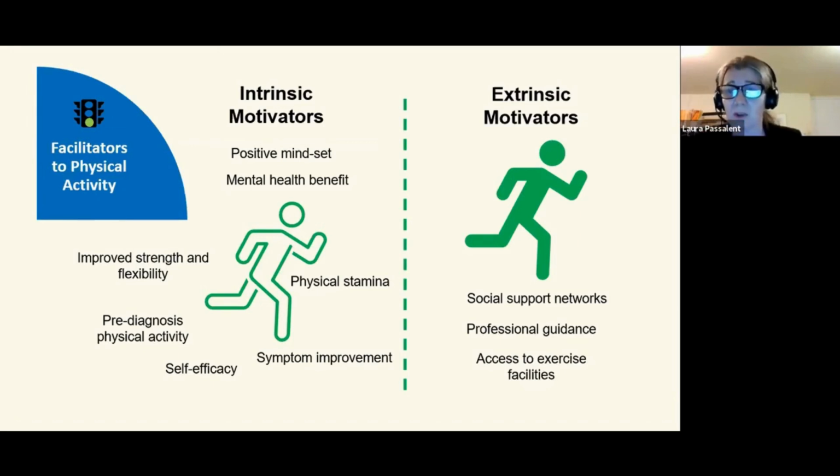In terms of extrinsic motivators, social support networks are critical. So having the support of friends, family, healthcare providers, professional guidance from healthcare providers, so guidance from the rheumatologist, their family physician, physiotherapists, exercise trainers out in the community, and access to exercise facilities was also an extrinsic motivator. So if individuals had easy access in terms of location, funding, times of day to community centers and exercise facilities, that helped facilitate engagement in physical activity.